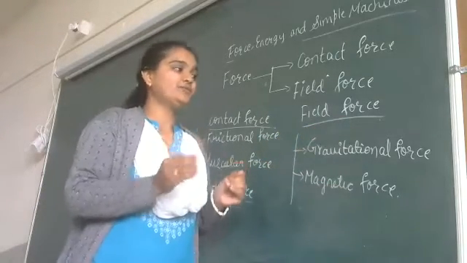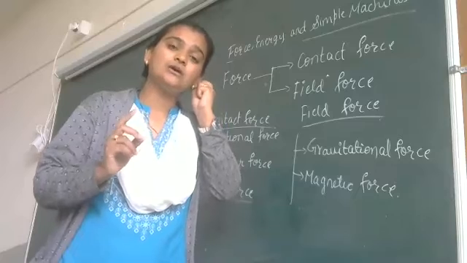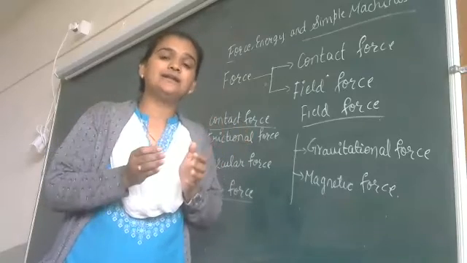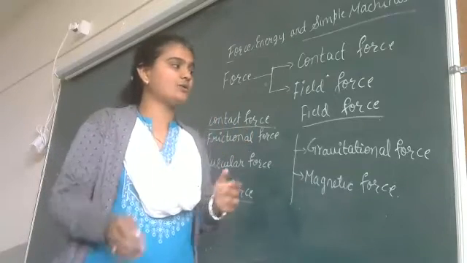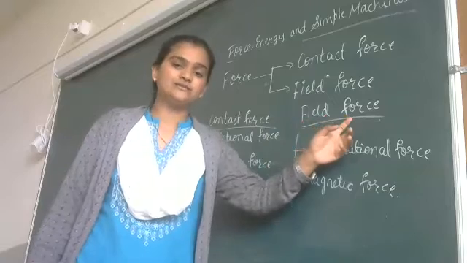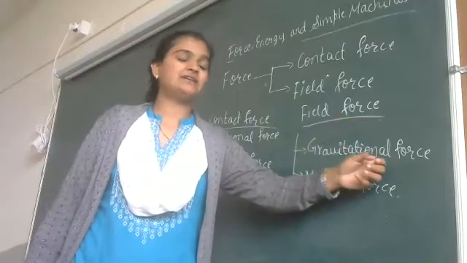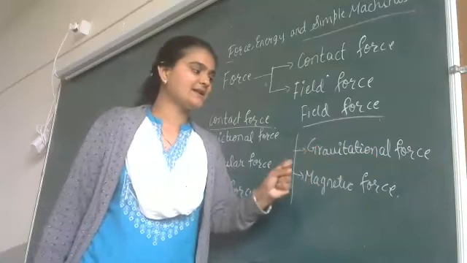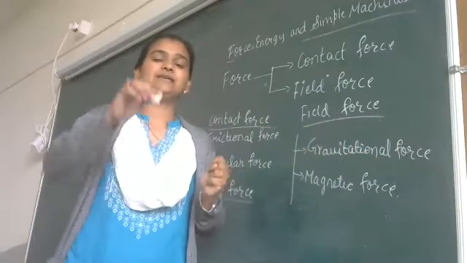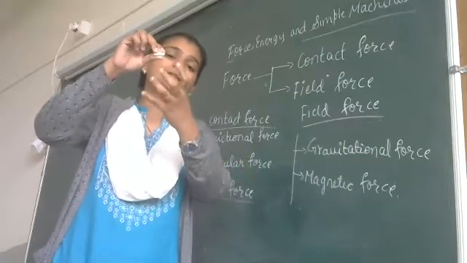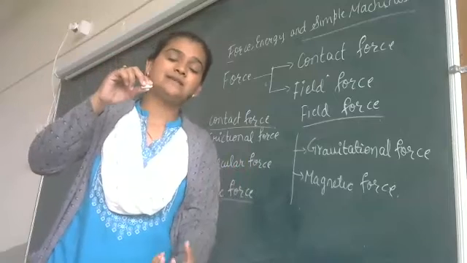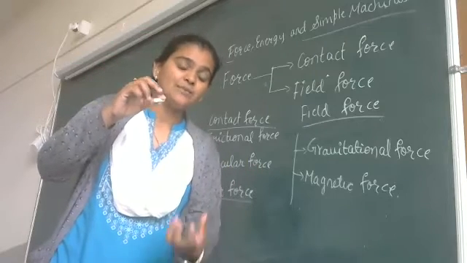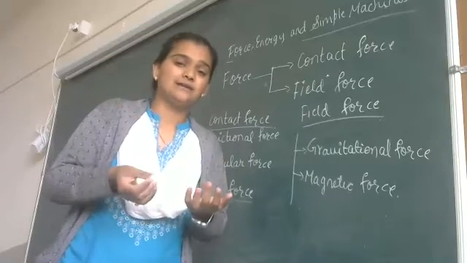Field forces are nothing but the forces that act on objects even when they do not interact with each other, known as field forces. For example, gravitational force and magnetic force. As we have seen in gravitational force, the things that you throw from the top, the earth pulls down towards itself. Okay, but here they are not in contact.